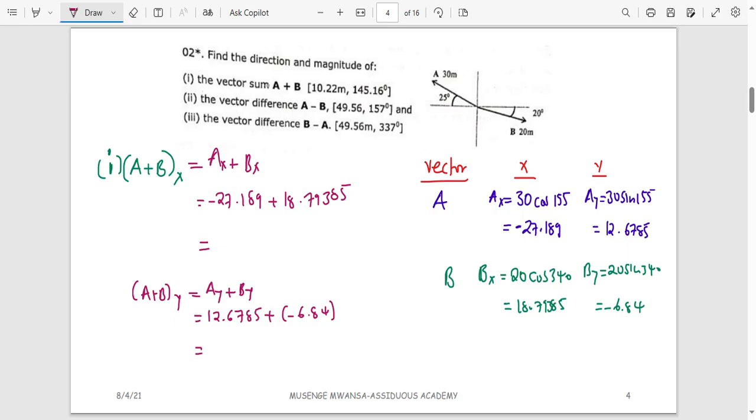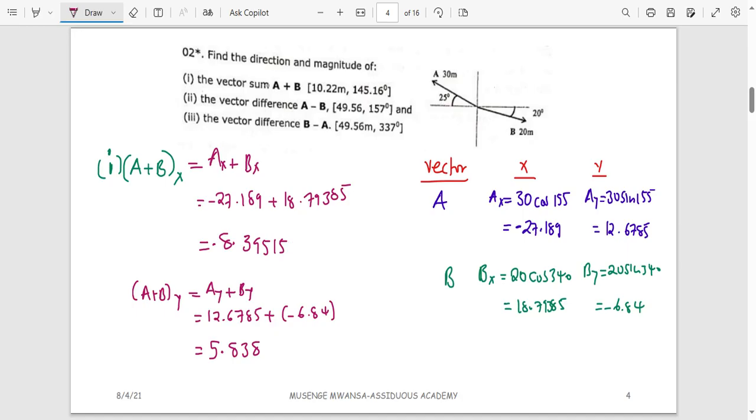That is going to give us 5.838. If we add what's on top, negative 27.189 plus 18.79385, that is going to give us a negative value, negative 8.39515. After finding these two, what do we do?